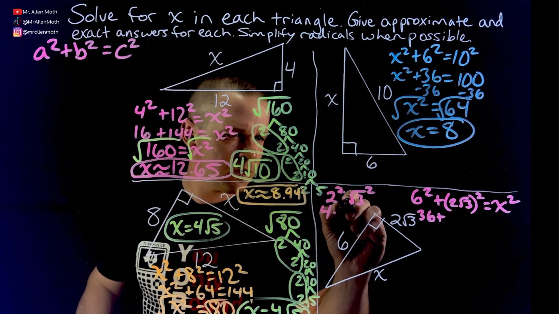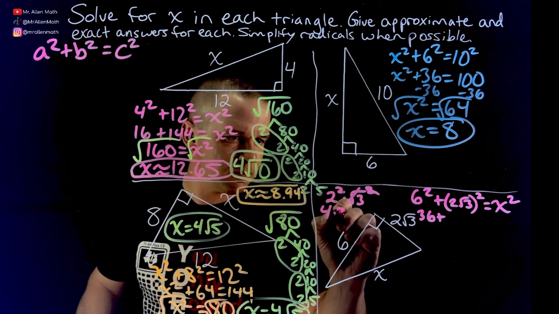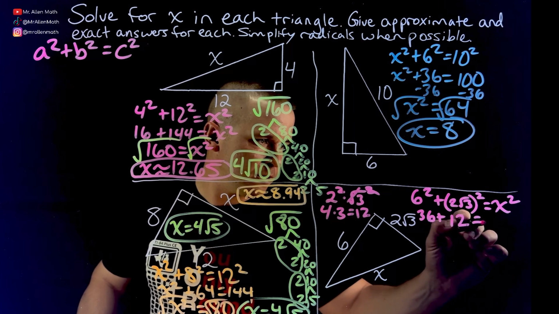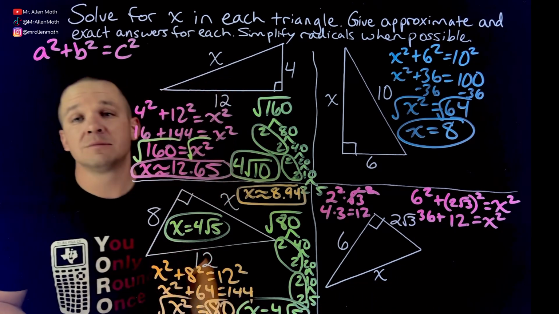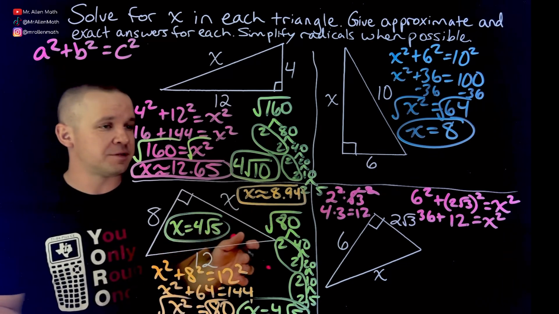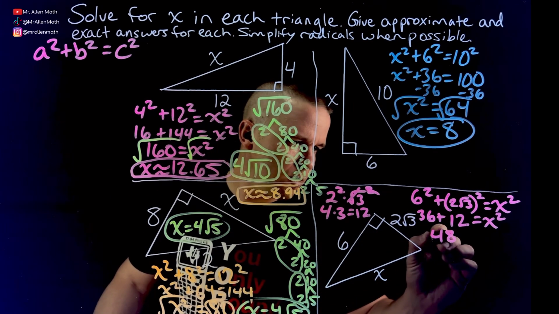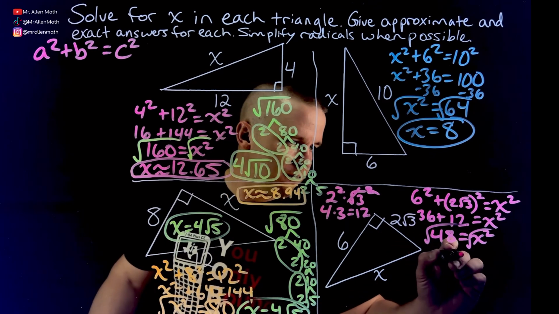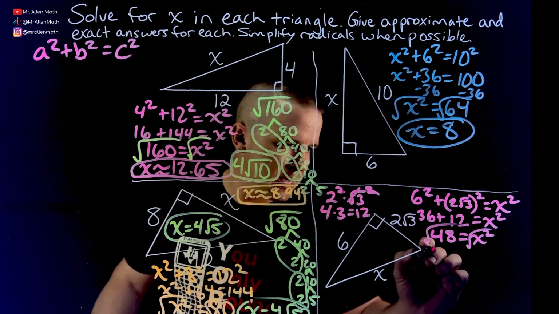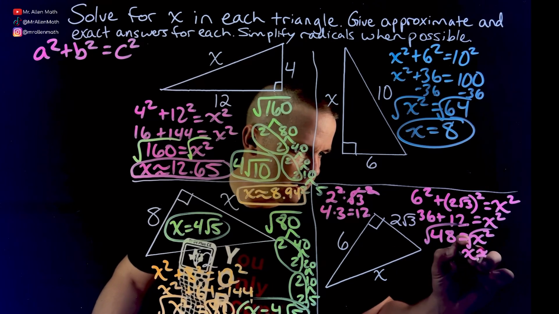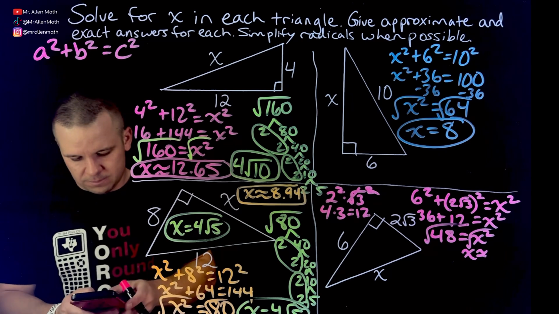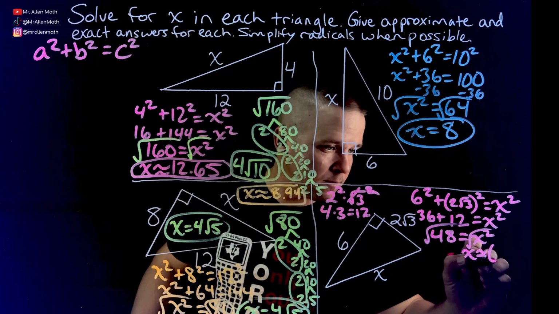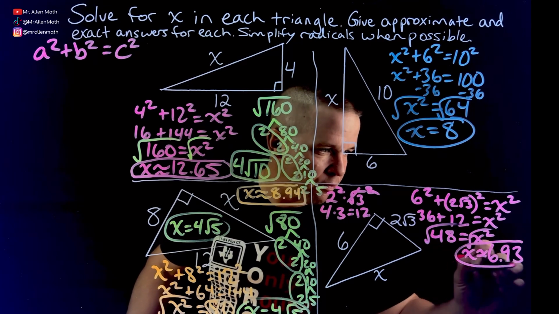So I get 4 times, well, square root and squared just cancel. 4 times 3 is 12. So this becomes 12 right here equals x squared. Dope. All right, now I can add those together. I get 48 equals x squared, and then we'll square root. So I'm going to have my approximate, and we'll have our exact. Approximate's going to go right here. So square root of 48, that's 6.928, so 6.93. That is the approximate answer.